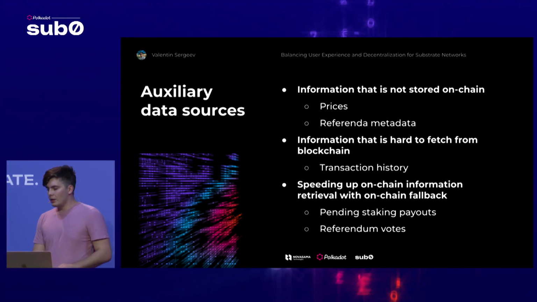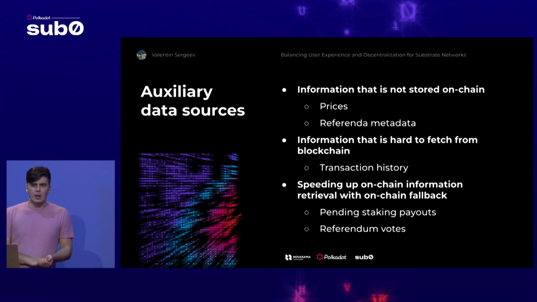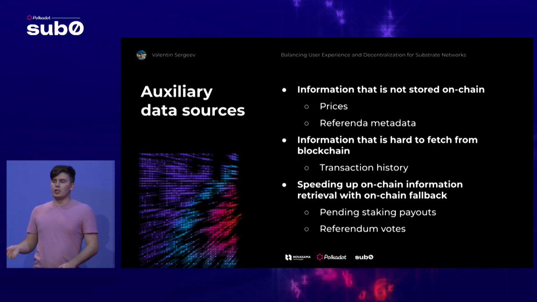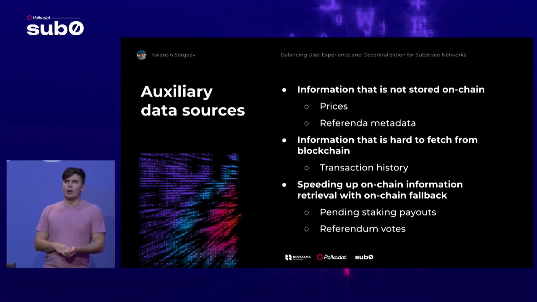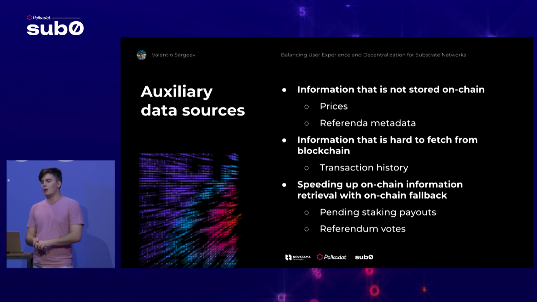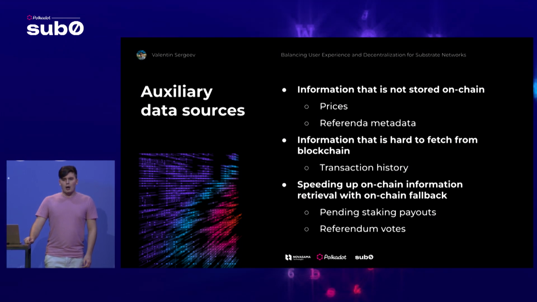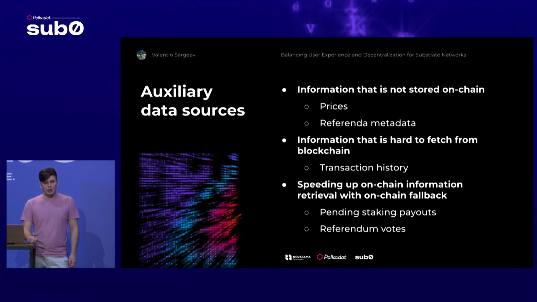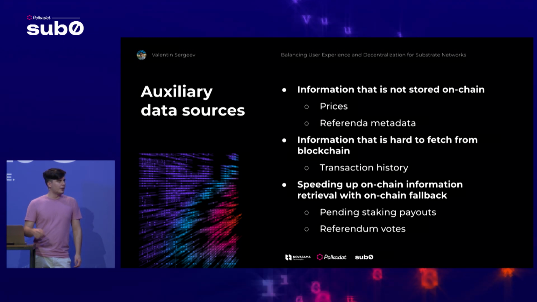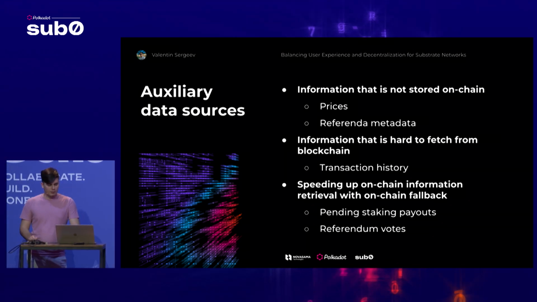However, we still have an on-chain fallback in case the off-chain provider goes offline. A good example here will be referendum votes. Referendum votes are stored on-chain in a way that's really hard to fetch all votes for a given referendum. You'll actually need to fetch all votes in an entire network, so it's a pretty time-consuming operation. While we still use this approach as a fallback, we rely on off-chain indexing for faster fetching in the good path, in case our indexer is healthy.